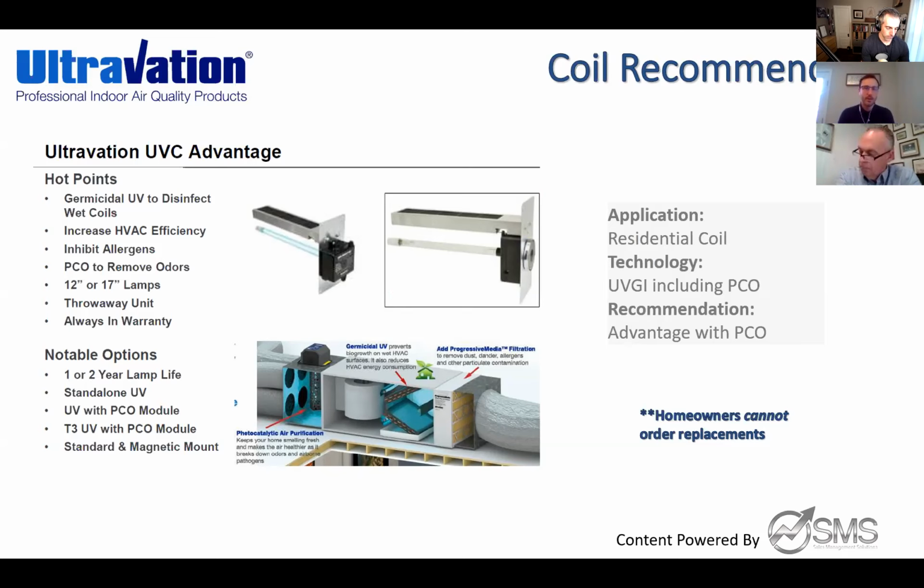The PCO is very good for removing odors. You can get that in a 12 or 17-inch lamp. It is a throwaway unit, and what that means is that instead of replacing just the bulb every year or two, you will just replace the entire unit. You just take out the 4 screws, pull it out, and replace it with a new one every year or two. It is always in warranty because it has a 1-year warranty if you have the 1-year bulb, or a 2-year warranty if you have the 2-year bulb.